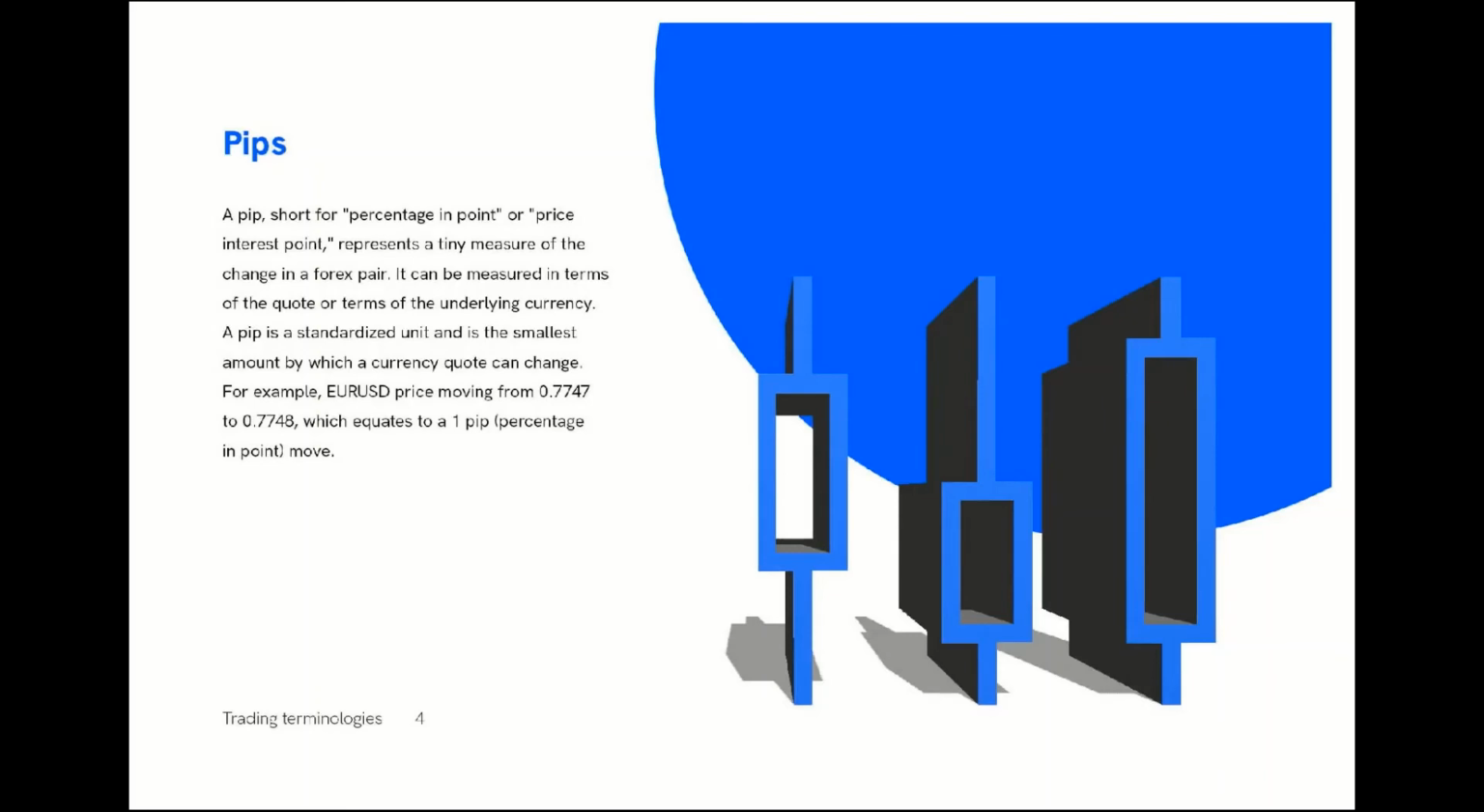Pips. A pip, short for percentage in point or price interest point, represents a tiny measure of the change in a forex pair. It can be measured in terms of the quote or the underlying currency. A pip is a standardized unit and is the smallest amount by which a currency quote can change. For example, if EUR/USD moved from 0.7747 to 0.7748, it basically means that price has moved 1 pip.